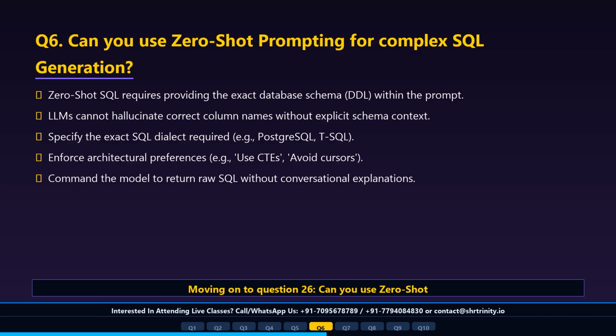Can you use zero-shot prompting for complex SQL generation? Yes, but with a major caveat: the model cannot guess your database schema. For zero-shot SQL generation to work, you must pass the exact DDL, data definition language, table structures in the context of the prompt. Your prompt architecture should have a context block containing the create table statements, followed by the instruction block. Based only on the provided schema, write a PostgreSQL query to find the top 5 customers by revenue.